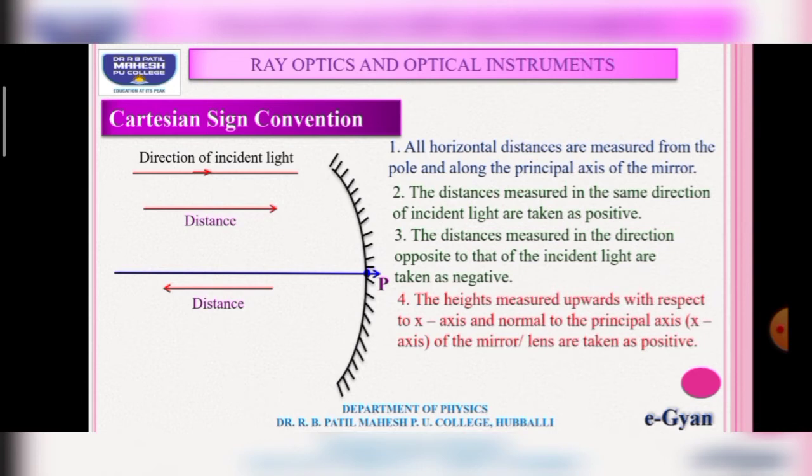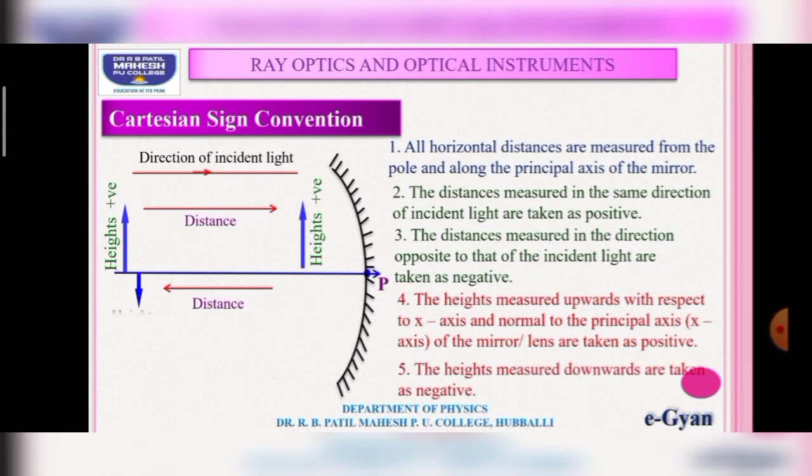The heights upward with respect to the principal axis are taken as positive. That is, the heights above the principal axis, perpendicular to it, are taken as positive, and the heights downward to the principal axis are taken as negative. That is, the heights below the principal axis are taken as negative. These are called the Cartesian sign conventions.